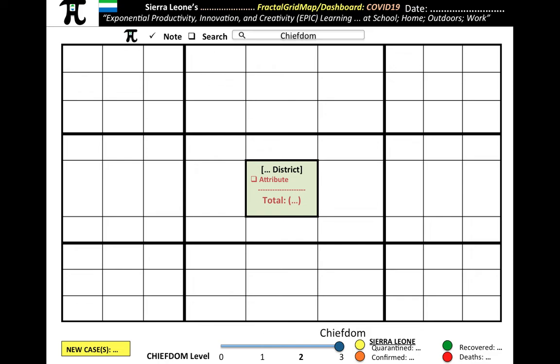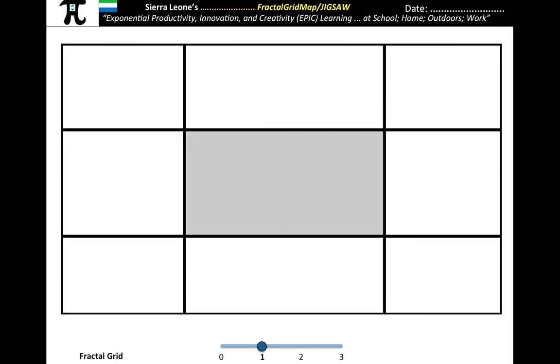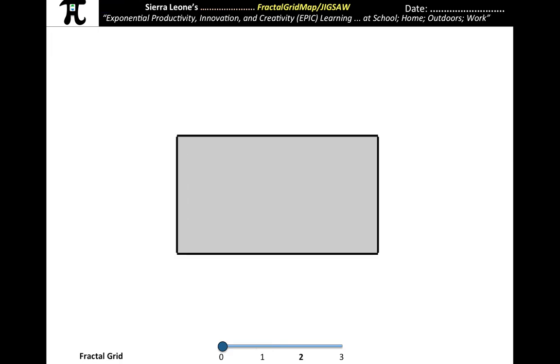This is a district fractal grid so that you can show chiefdoms, and this is a blank fractal grid which is called a horizontal fractal grid. Note that it only has one sun and all the rest are planets. Here you have multiple suns in each 3x3 fractal grid, and it's called a vertical fractal grid. This is just a blank fractal grid at level 1, and this is a fractal grid at level 0.